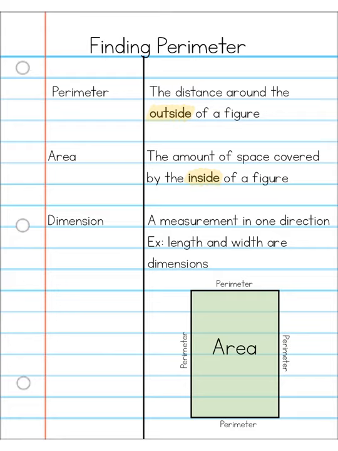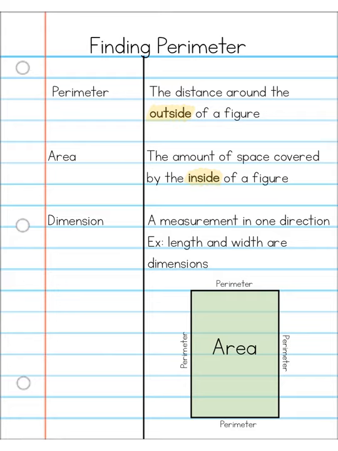The next word we're going to talk about is the word dimension. A dimension is a measurement in one direction. An example of this would be that the length and the width are dimensions. So when I say the dimensions of a rectangle, I am talking about the length and the width.